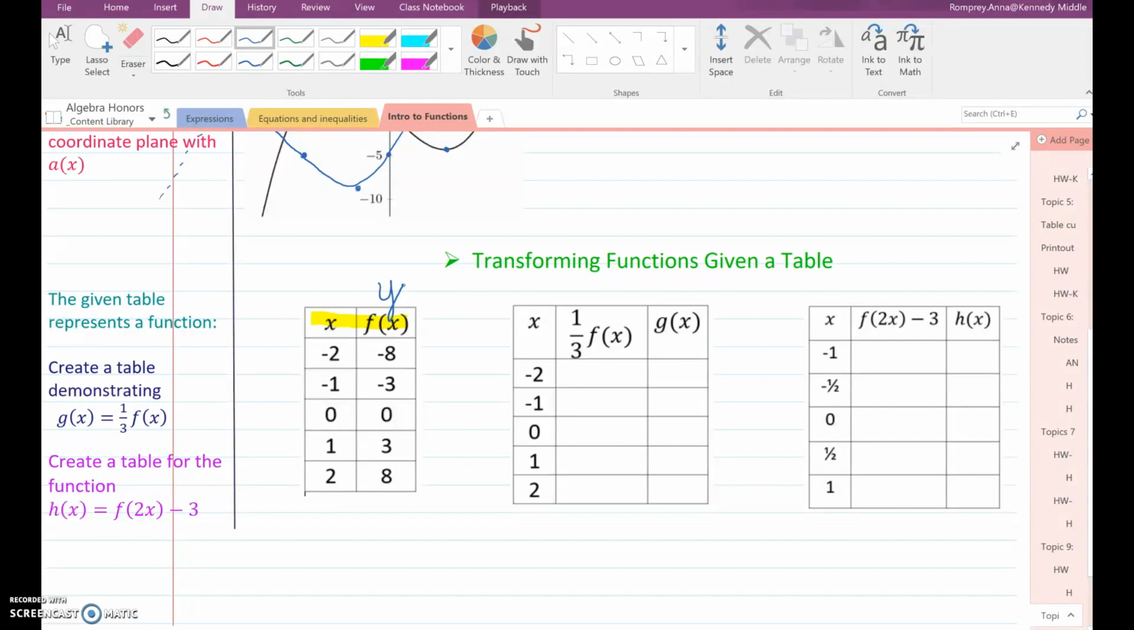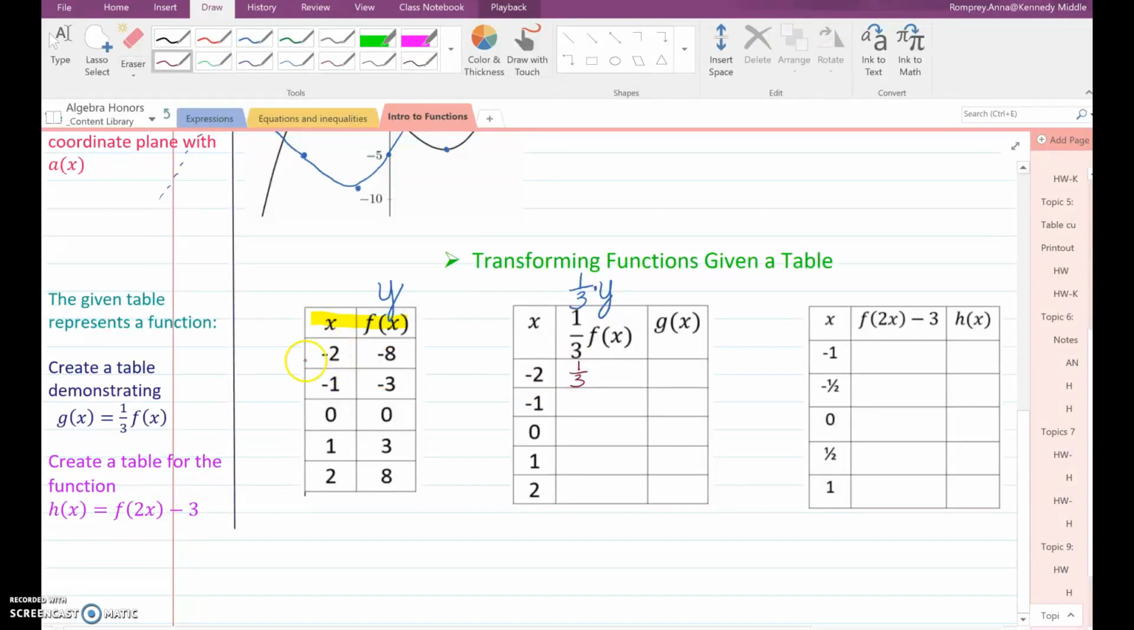So the second part says create a table demonstrating g of x, where g of x is a third of f of x. Okay. Remember, a third of f of x, I can replace that and say, well, it's a third of my y values. So see how all of my x values are the same? That's actually super helpful.